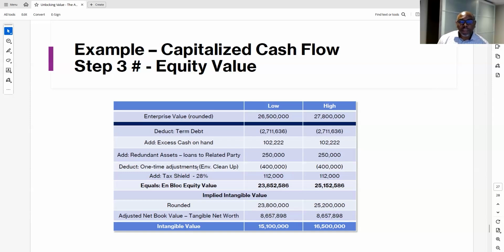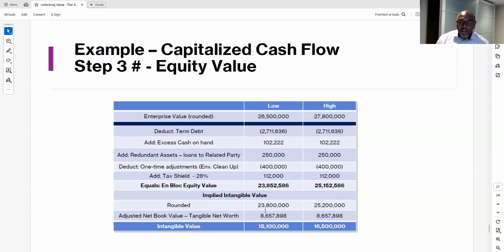In the budget, I believe we had a one-time environmental cleanup that we were expecting. So we've taken that into consideration. And then also the tax impact of that, because although we're going to have an expense of 400,000, we're going to reduce our tax bill by 112, so the 28%. So when you take those items out, it's giving you an en bloc value, which is in total 100% of the equity value of the company of 23.8 to 25.2 million, call it.